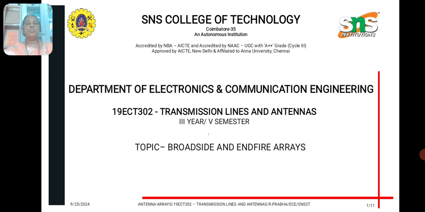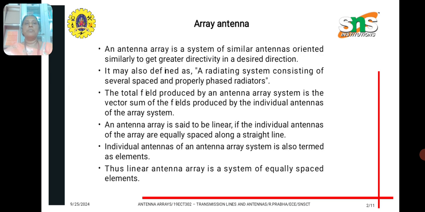In this video, we will discuss the topic on broadside arrays and Endfire arrays. So we know an antenna array is a system of similar antennas oriented similarly to get greater directivity in a desired direction. It may also be defined as a radiating system consisting of several spaced and properly phased radiators. The total field produced by an antenna array system is the vector sum of the fields produced by the individual antennas of the array system.